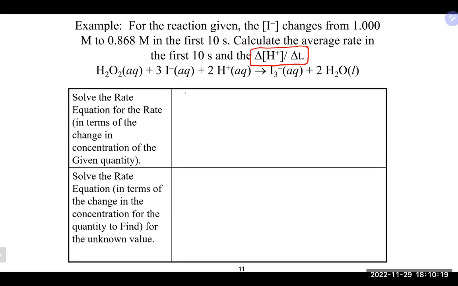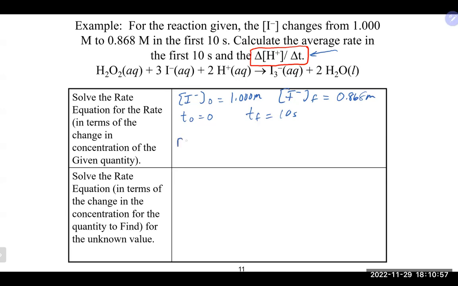We have the initial I minus, which is 1 molar. We have the final I minus there, which is 0.868. Obviously, here we're doing 10 seconds, so initial time would be 0. Final time here would be 10 seconds. And we're interested, obviously, in I minus. We're also interested here in the H plus. So really, we could just pull those two things out of the rate expression here. We don't really need everybody else.